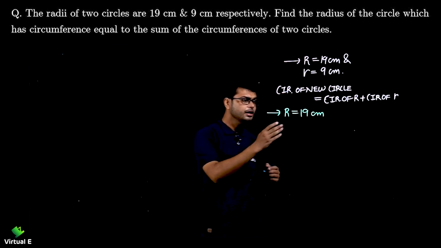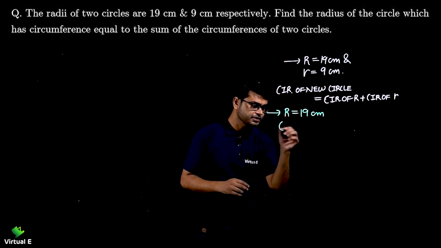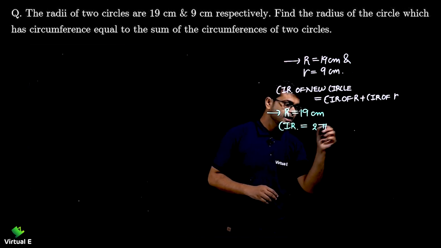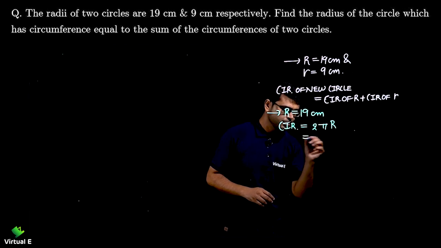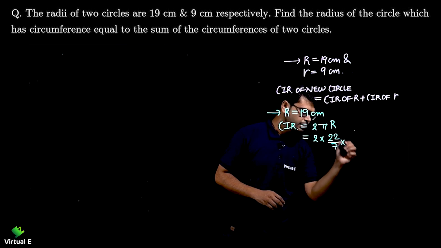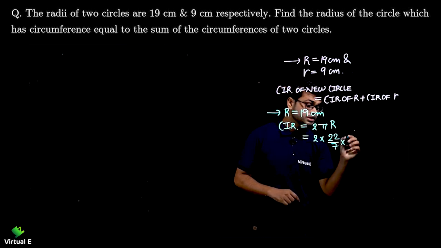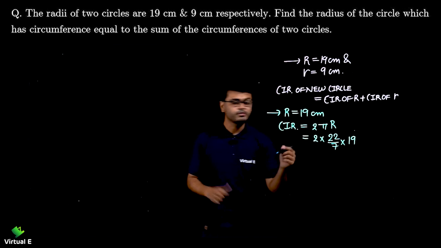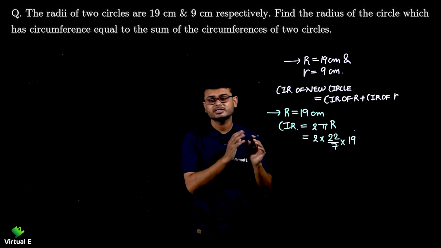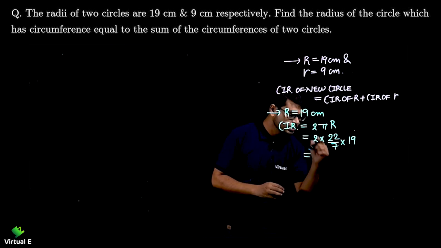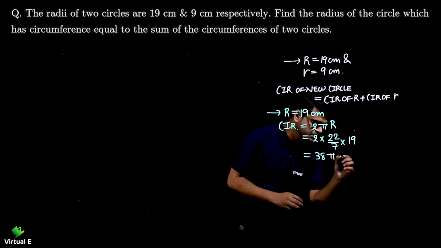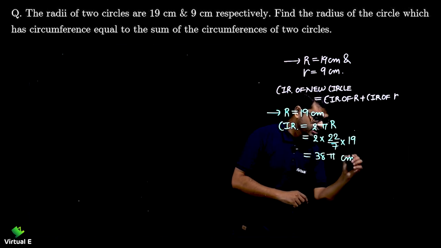Done. Now we need to find the circumference. So circumference is equal to 2 pi capital R. Remember, 2 multiplied by pi, 22 by 7, into capital R value 19. Okay, let's not do 22 by 7, keep pi as it is because we are not interested in finding the specific value. So I'll keep pi as it is. 2 into 19, that is 38 pi only. I kept it as it is, which is centimeter.